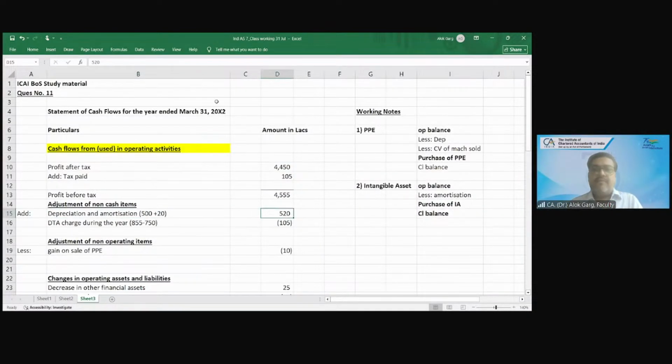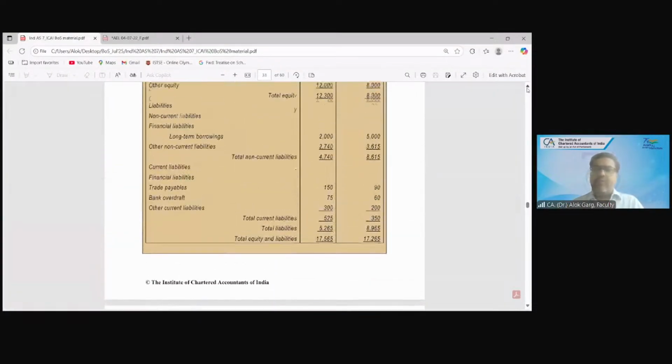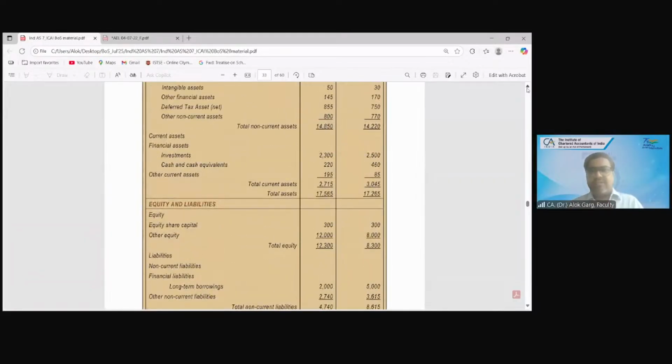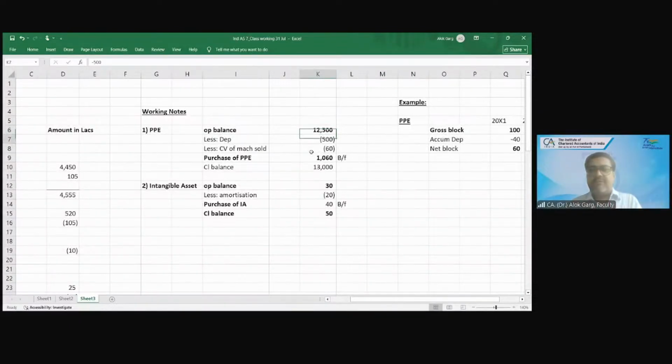Then there was a movement of deferred tax asset also, right? If you go further, let's go one by one. So this depreciation and amortization is clear. Now let's go to the PPE. What is my opening balance and closing balance of PPE? 12,500 and 13,000. These two numbers are given, yes or no? Yes, sir. My depreciation on PPE is also given, 500.